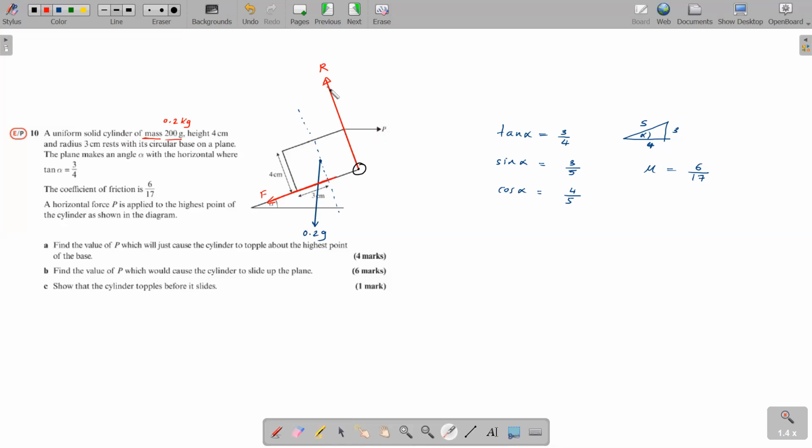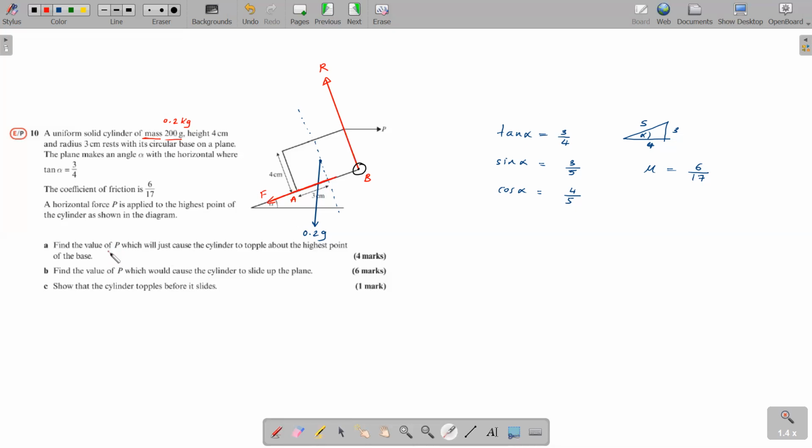All right, guys, the complicated part here is how to get moments about this particular point. I'll name it point B. So this is point A and this is point B. I want to get moments around point B, and I want to find the value of P.